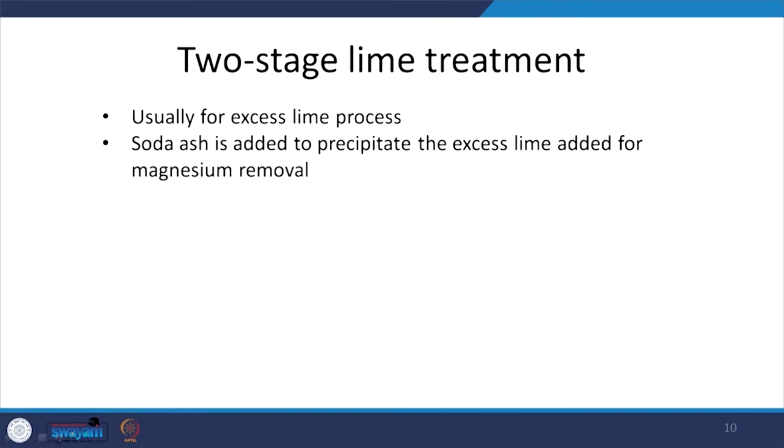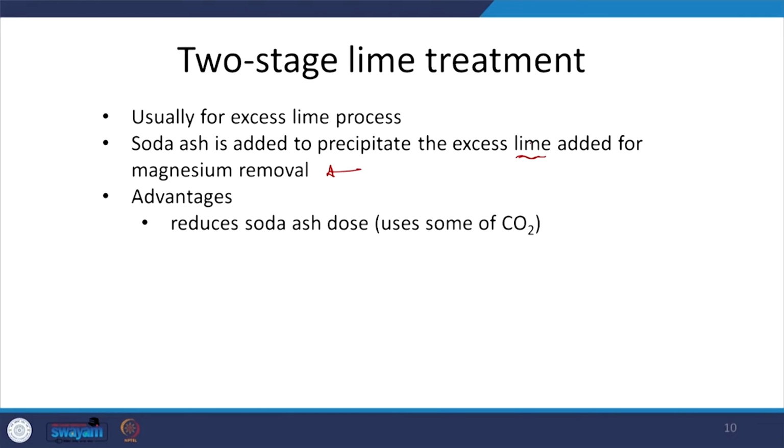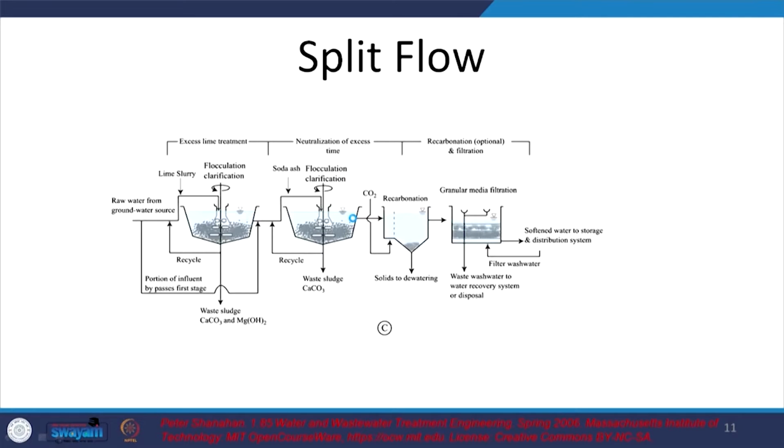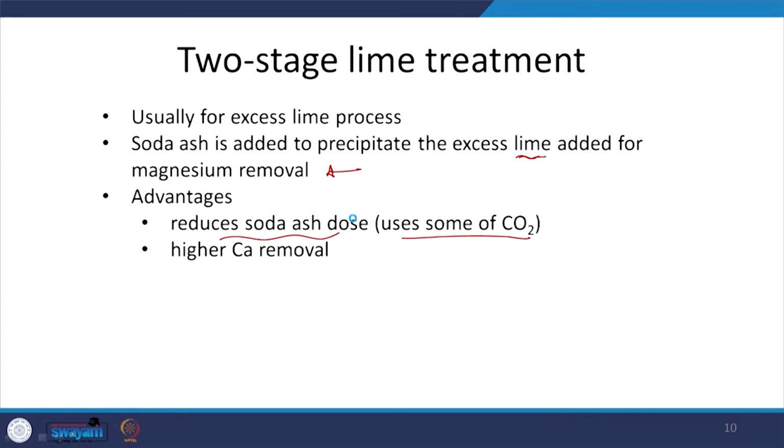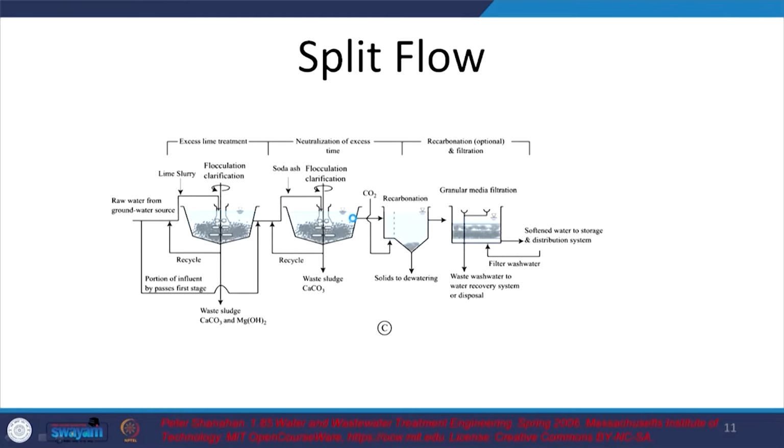Usually for excess lime process, this is something we already looked at. So, if I added calcium in the form of lime, I have to remove that. So, what are the advantages? Because I am using carbon dioxide in the first stage recarbonation, it will reduce some of the soda ash dose, and gives higher calcium removal. Yes, that is something to keep in mind. So, let us move on. Split flow. Well, I guess there are different reasons to choose it, but again you need a lot of control on your particular system to be able to achieve the relevant objectives with split flow.